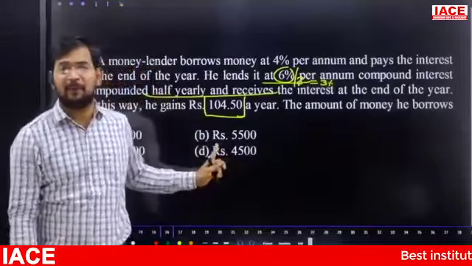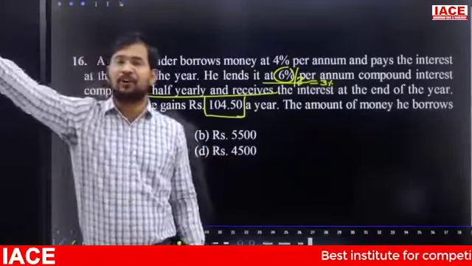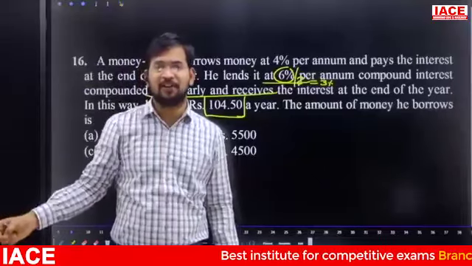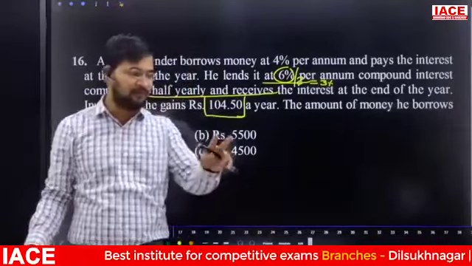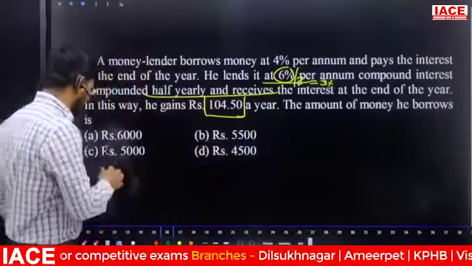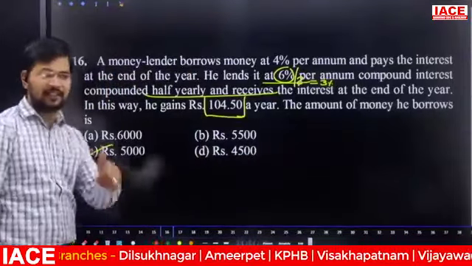But according to our problem, the profit is 104.50. So 2.09 is there, 104.50 is there. It goes exactly 50 times. Therefore, 50 times of 100 is 5,000. So your answer is 5,000. Option C is the right answer.